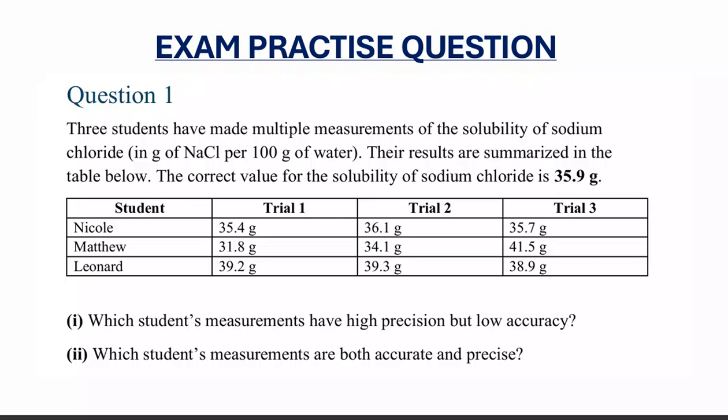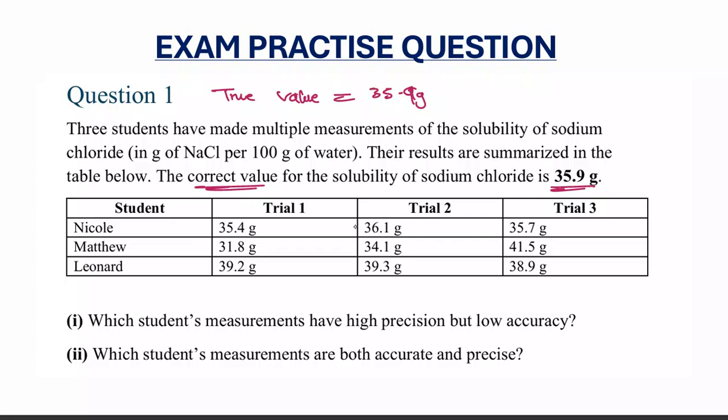In this question, we have 3 students that have multiple measurements of the solubility of sodium chloride. Their results are summarized in the table below. The correct value of solubility is 35.9. So you need to take note, this is the correct value. This is the true value, so you take note to say the true value is 35.9.